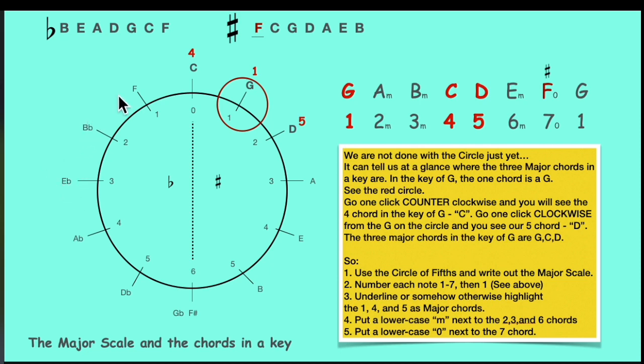B flat's my 1 chord. Go click 1 time clockwise, there's F. F is the 5 chord. So in the key of B flat, B flat is 1, E flat is 4, F is 5.